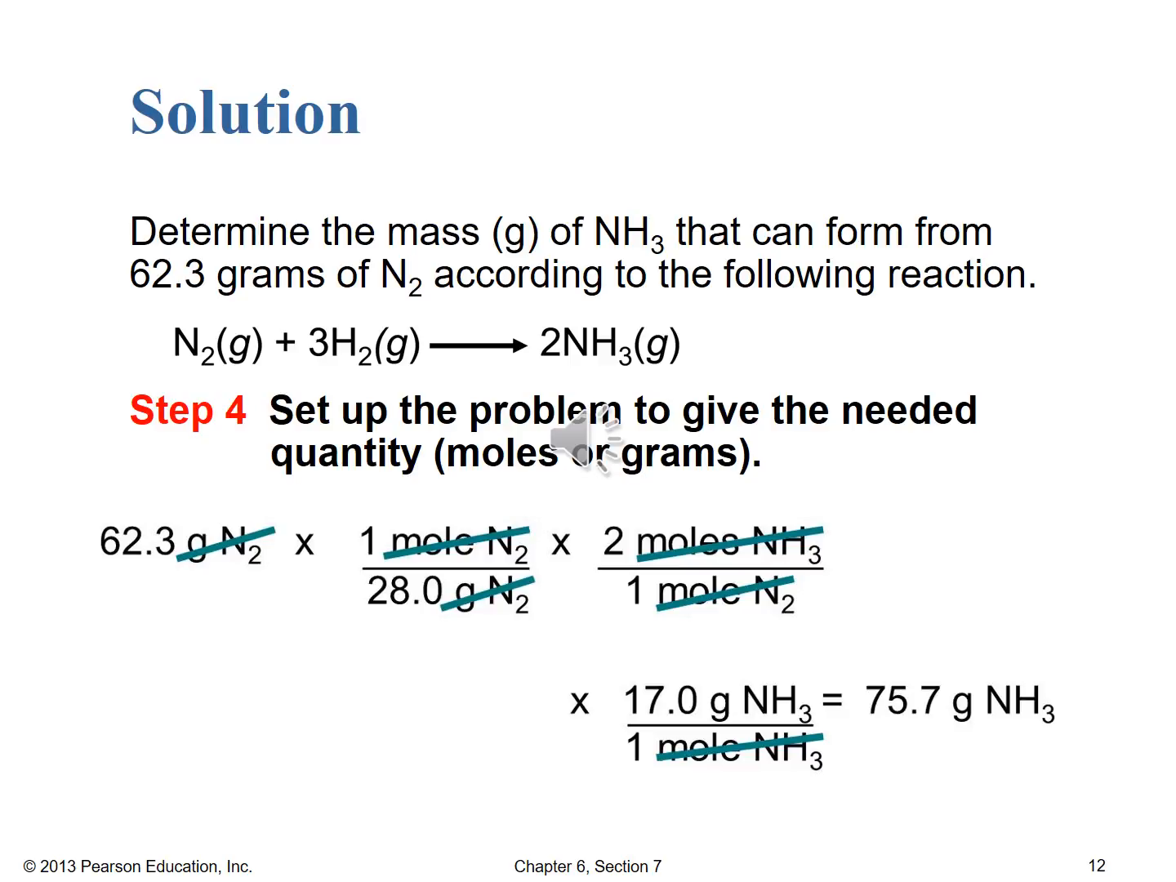Finally, since the question asks for grams of ammonia, we need to multiply those moles of NH3 by the factor 17.0 grams NH3 over 1 mole NH3. Now moles of NH3 cancels, and we're left with a final value of 75.7 grams of ammonia. So clearly not a 1-to-2 mass ratio, but clearly a 1-to-2 mole ratio, and moles matter.